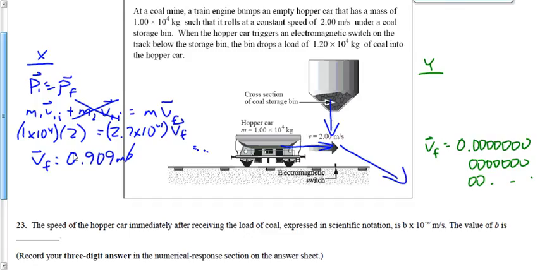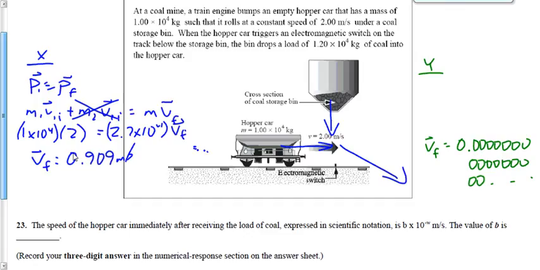Good, good. So if you're going to have the same y momentum before and after, and the y momentum before is due solely to a little bit of falling coal, and the y momentum after is due to the coal, the hopper car, and the earth, which is not 10 to the 4 kilograms, but rather 10 to the 24 kilograms, then the velocity of that is going to be so ridiculously small, right?